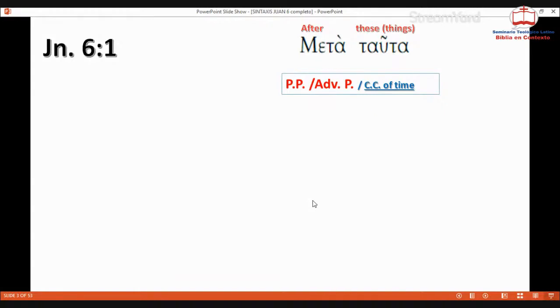And the specific function of this phrase is complement circumstance of time. So let me go ahead and analyze the phrase. Meta is a preposition and is working as the head of the prepositional phrase. And tafta is the preposition object. It means that the preposition has an object.